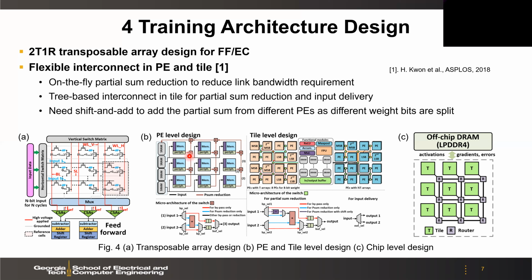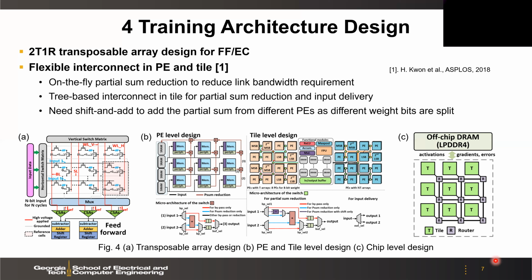In each tile, the 128-bit input bus is connected to each array to deliver the input feature map. To reduce the partial sum from the arrays, a routing switch with adder is used, which adds up the partial sum when they are propagating along the interconnect. And the microarchitecture design of the routing switch is shown as below.